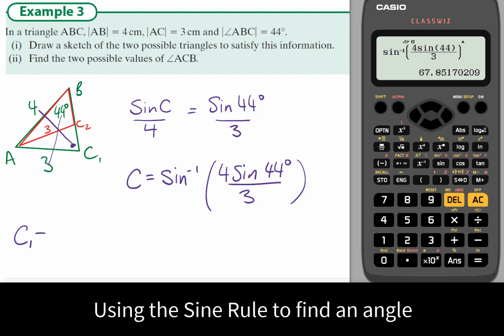Looking at the diagram, you might notice this is an acute angle. So this must be C1. C2 is an obtuse angle. So we want to find the other angle, C2. What we're interested in here is an angle where the sine of this angle will give us the same answer as the sine of 67.85.